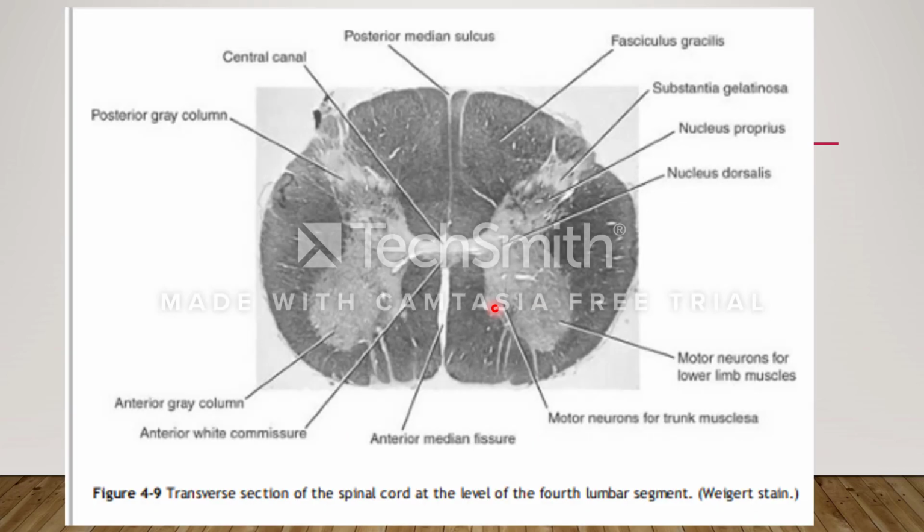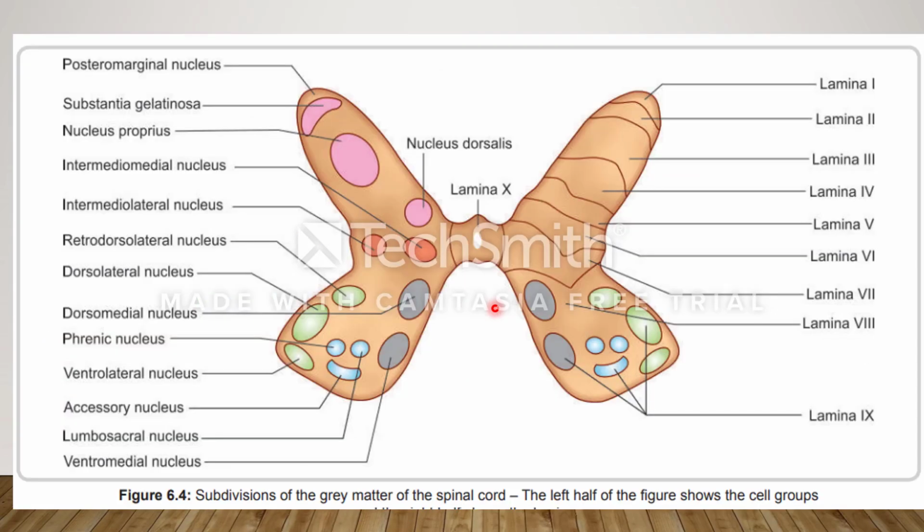These are the diagrams for all levels of the spinal cord in which you can learn the gray matter. See here, this is the medial group, this is the central group, and this is the lateral group. This is the anterior gray column. The medial group is for neck and trunk muscles. The central group is for the phrenic part, the diaphragm part, and the accessory part, which will be for the sternocleidomastoid and the trapezius muscle, and there will be the lumbosacral nucleus. In the lateral part there are the cervical and lumbosacral nuclei, which are for the innervation of the upper limb and lower limb muscles.